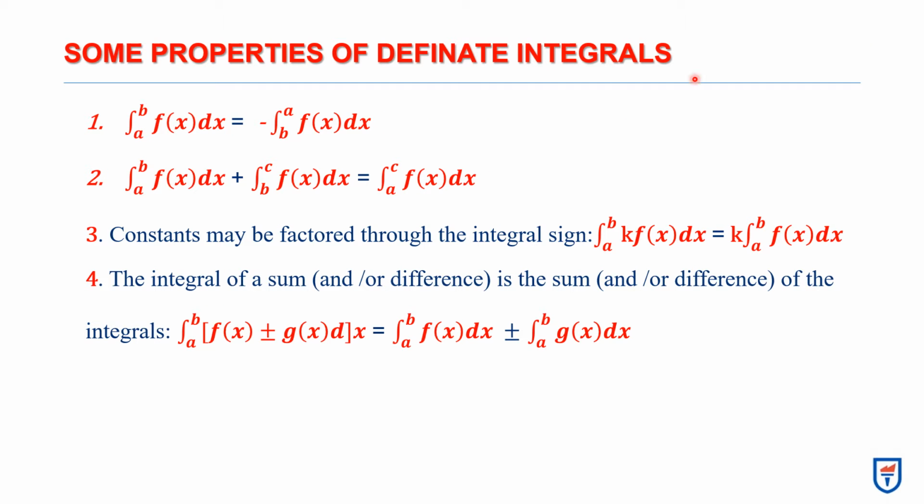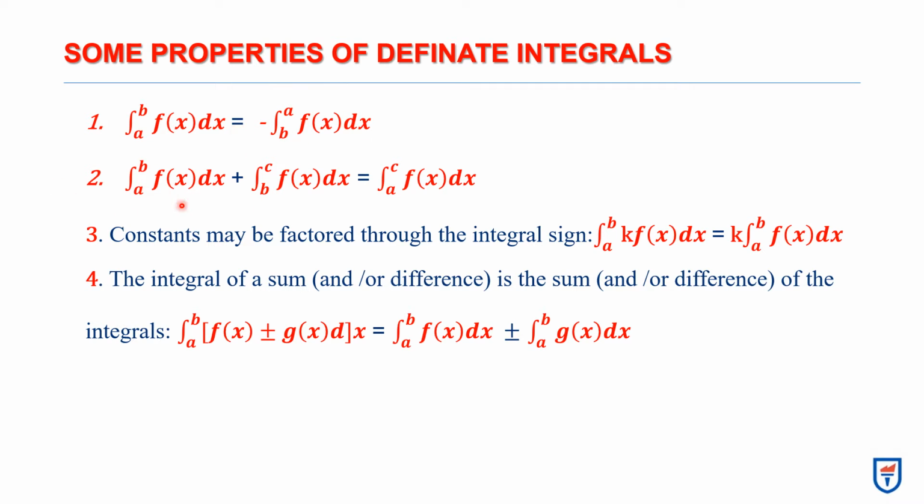Here are some properties of definite integrals. The first property states that the integral of f(x) dx with the lower limit of a and upper limit of b is the same as the negative integral of f(x) dx with our lower limit considered as the upper limit, which is a, and our upper limit considered as the lower limit, which is b.